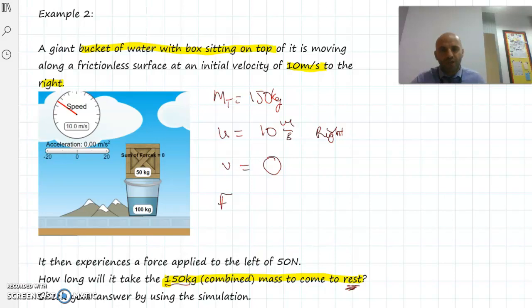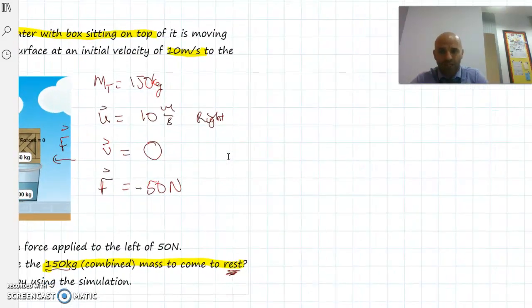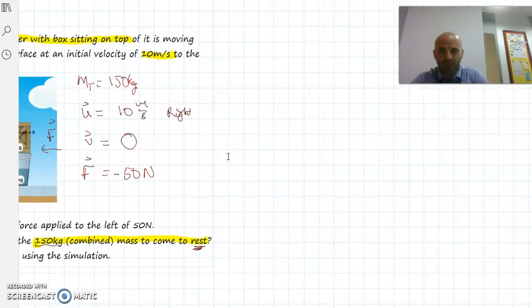We know the size of the force. All these guys are vectors, of course. The force applied that's going to be causing this change in momentum is going to be 50 newtons. But that force has to be pointing to the left, so that makes that force a negative 50 newtons. Otherwise, your problem won't work out. I'll try to solve it mathematically first, and then we'll try it out.